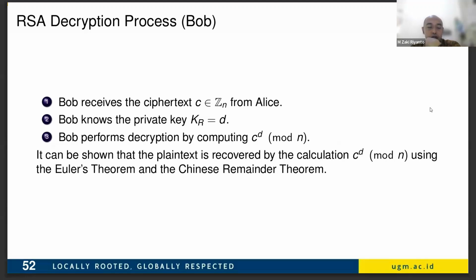And after that, Bob receives the ciphertext C from Alice. And Bob already knows the private key, that is D, and then Bob performs decryption by computing C to the power of D modulo N. And the magic happens, that the calculation of C to the power of D is equal to M, and the proof of the decryption is given for the exercise.